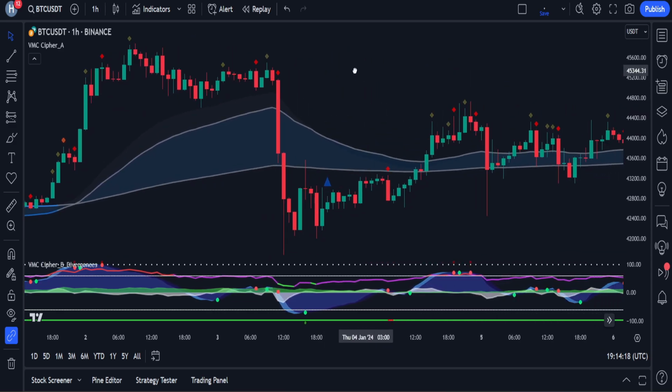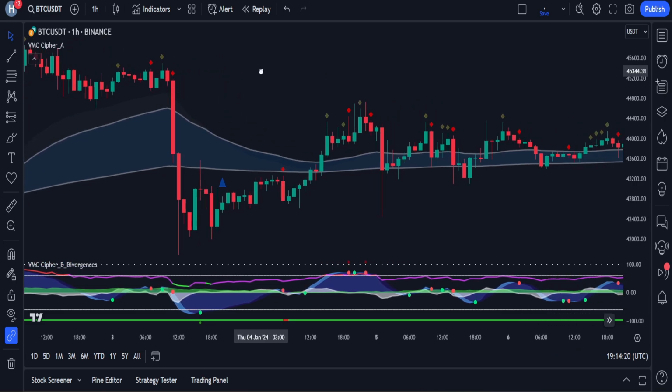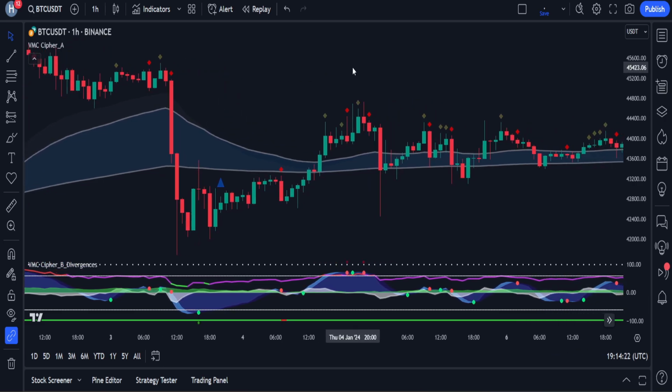Now that we've covered the foundation of our strategy, let's go through the complete rules for entering a buy and sell trade using this strategy.